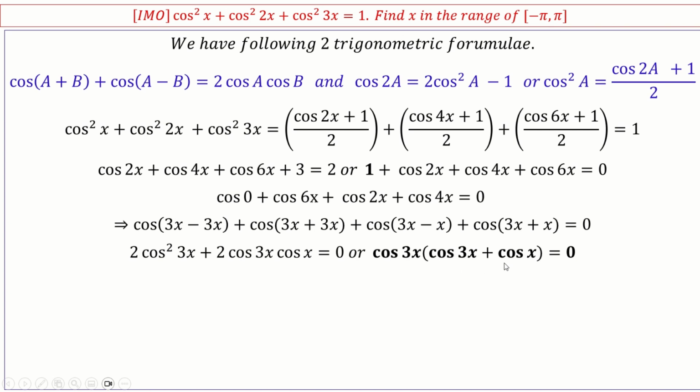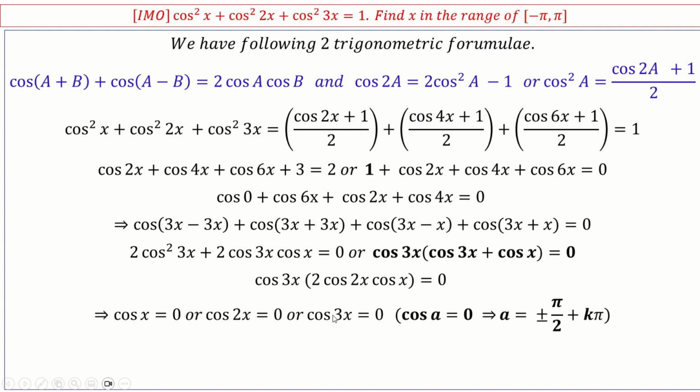Now this also I can convert using the same formula, correct? This is nothing but 2x plus x, 2x minus x, so 2 times cos 2x cos x. Now I have a product of 3 cosines: cos x into cos 2x into cos 3x equal to 0. So obviously one of them should be 0 to solve this equation. To find the range, cos x equal to 0 or cos 2x equal to 0 or cos 3x equal to 0. One of these should be, or multiple can be correct answers.